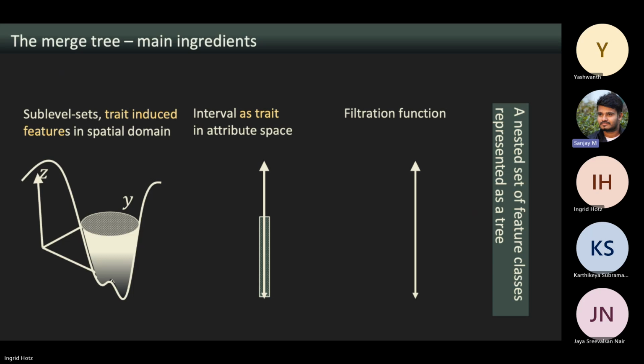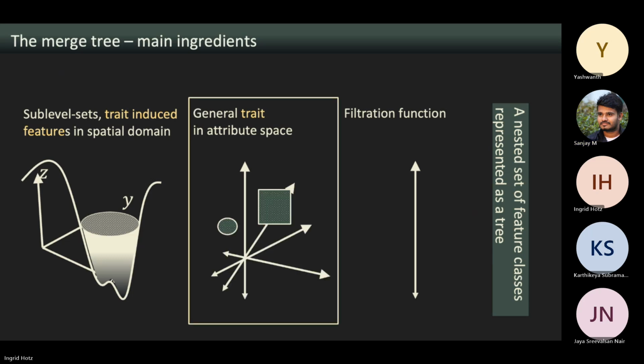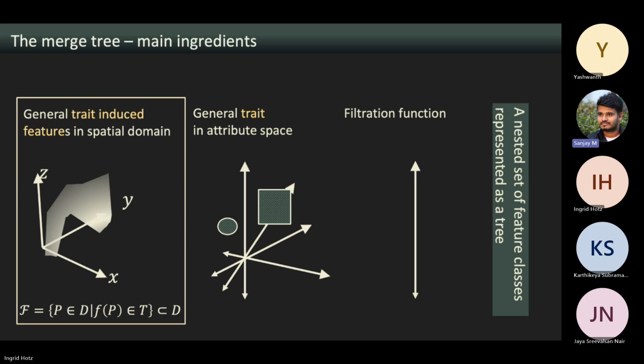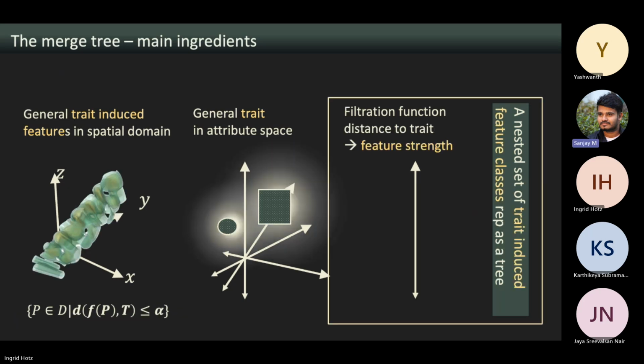Now the generalization to feature classes is actually pretty straightforward. Instead of having an interval, as we had before, we now have a general trait in attribute space. Instead of the sublevel set, we will have our trait induced features that have all kinds of different shapes. And for the filtration function, we are looking at the density field around it, and we are filtering our function across the density value here. Then we also get a nested set of features.